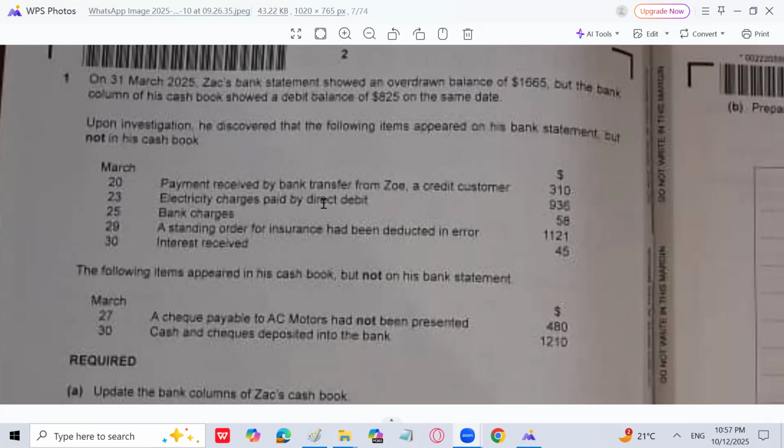The following items appeared in the cash book, but not in the bank statement. So these are the errors or discrepancies made by the bank, which include unpresented cheques and uncredited cheques. Same for the above part, receipts and payments. Bank charges, standing order, electricity charges are payments. They come on the credit side of the cash book bank column, and bank transfers from customers and interest received come on the debit side. So update the bank column of Zach's cash book.